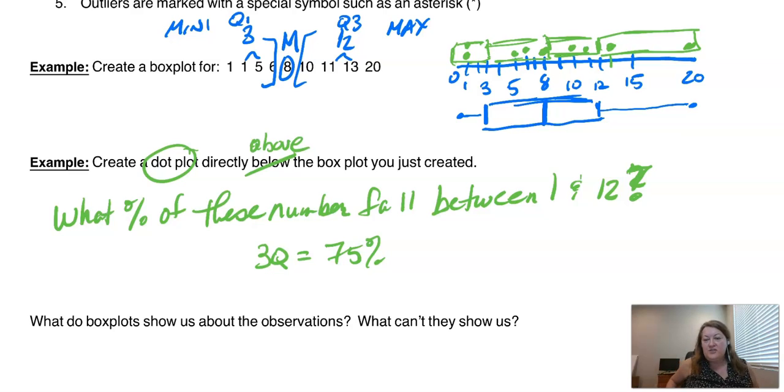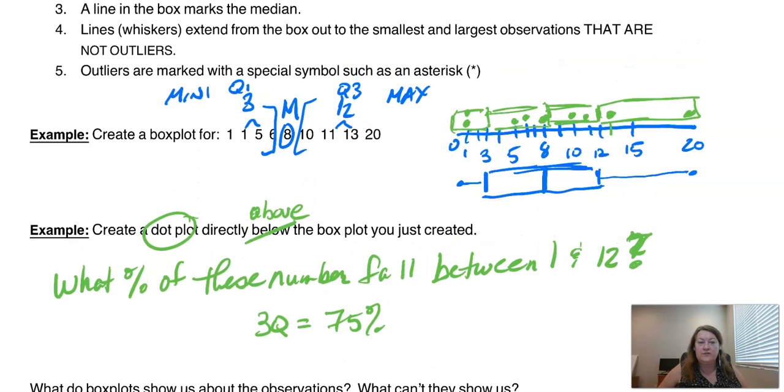What do box plots show us about the observations? What can't they show us? So in green, we have the original box plot. In blue, we have the box and whisker plot. What can we see? Well, the green is more exact. It gives us more details. We can actually see that there was a double number 1. We can see that there was a 20. We can see that it's relatively flat, that everything pretty much had 1 value to them.